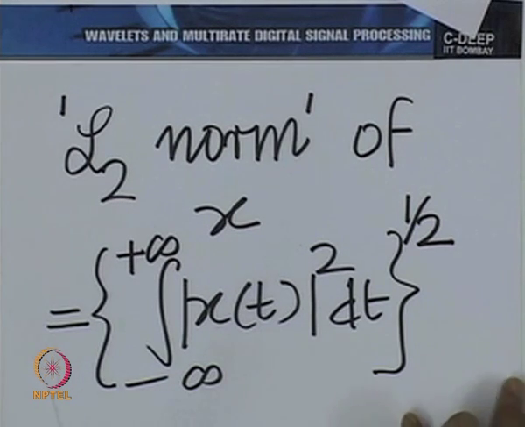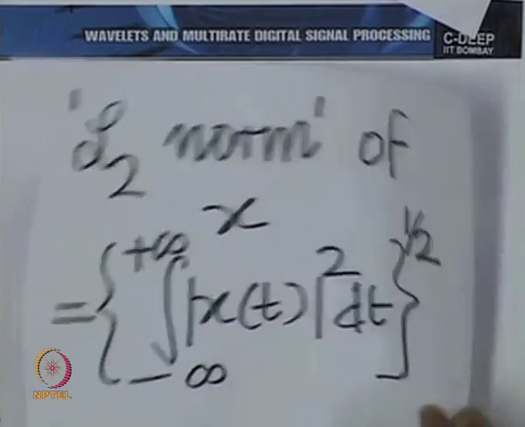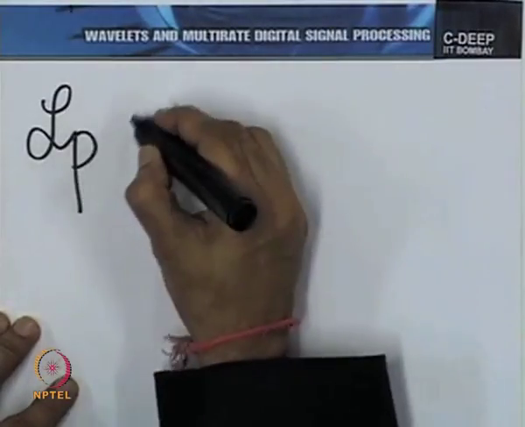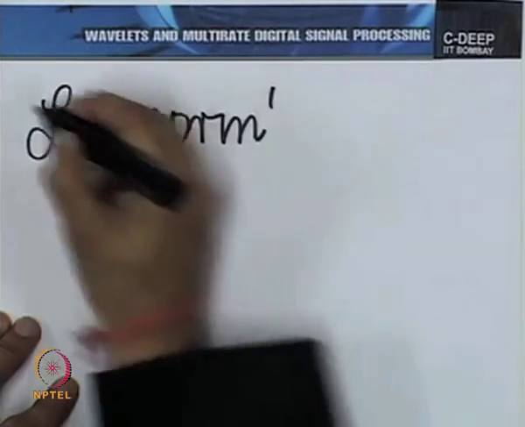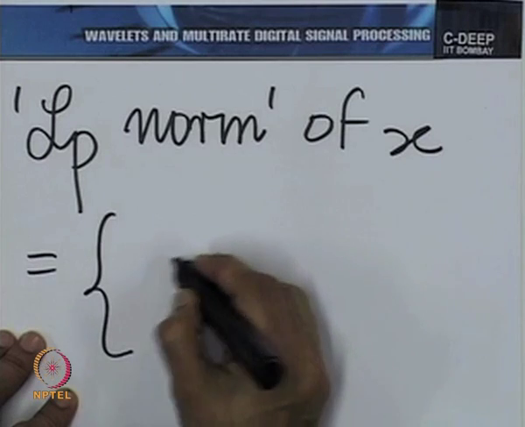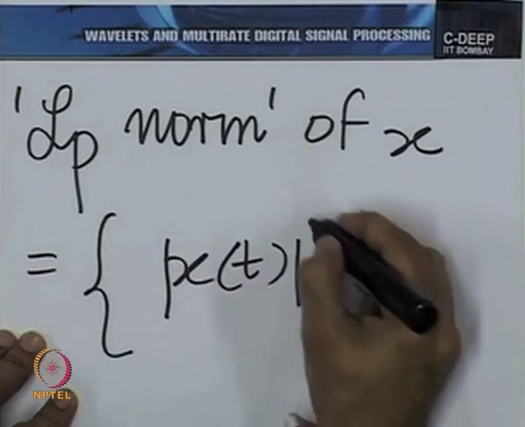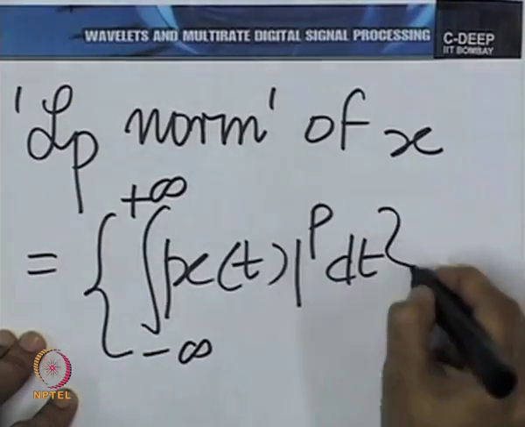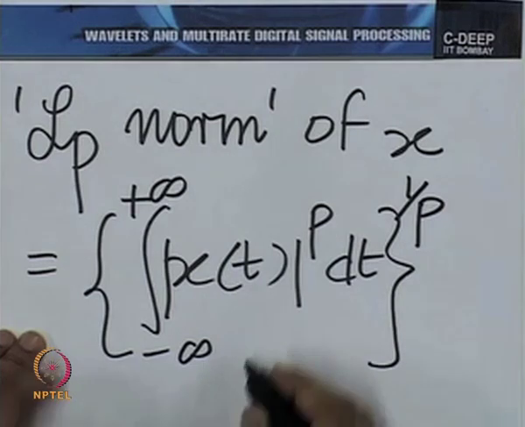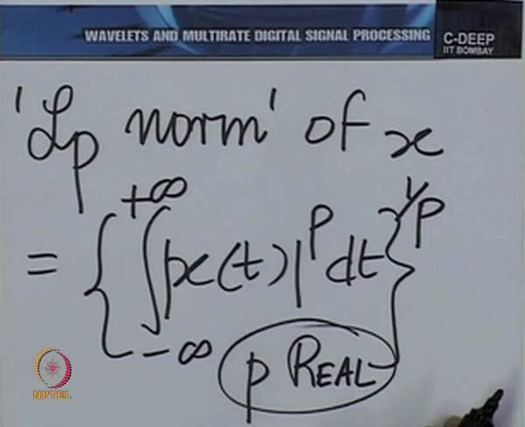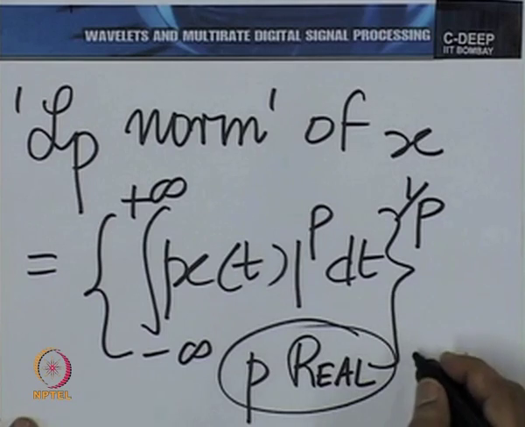Similarly, one can talk of an LP norm. So, you could talk about an LP norm of x, and that would correspondingly be mod x t to the power p dt integrated on all time and raised to the power 1 by p. And of course, p here is a real number, in fact real and positive.